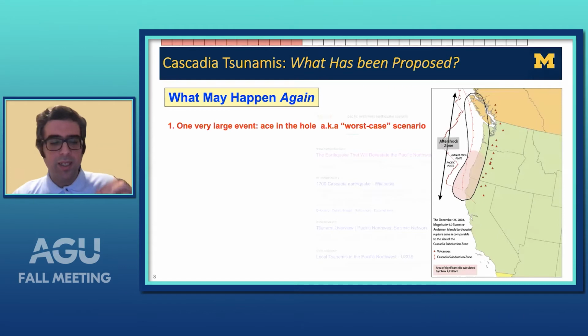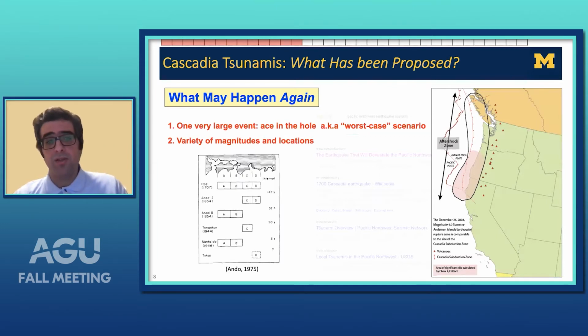Now, if plate tectonics has taught us anything over the past 60 years, it is that this is not necessarily the one scenario. We can get a variety of magnitudes and locations in subduction zones, and this was pioneered with the work of Ando in 1975. He basically divided the Nankai Trough into a number of chunks and argued that this could either break in one earthquake or a number of them over time.